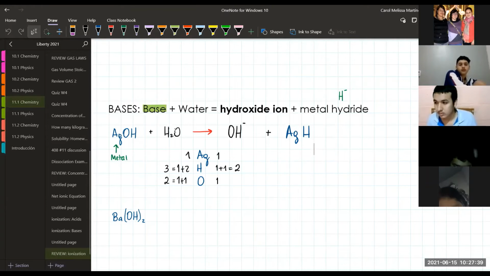So to balance, I will just put 2 right here, and this is going to change my hydrogen. Now I have 2 plus 1 equals 3 hydrogens, and now I have 2 oxygens, and we can say that is balanced now.